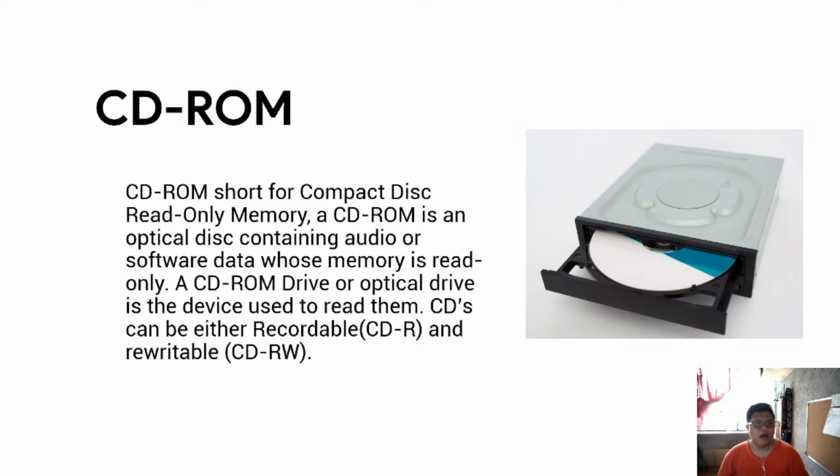And then the two types of CD are the CD-R, or recordable, and the CD-RW, or rewritable. In the RW, since it is rewritable, we can delete and then save another file in there.